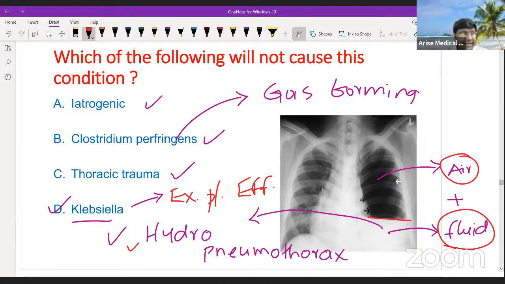Yes, Shashibhushan, you will not have that Ellis S-shaped curve in hydropneumothorax. The Ellis S-shaped curve is seen only in patients with pleural effusion, but not in patients with hydropneumothorax. Right? Yes, Shashibhushan, is that clear?